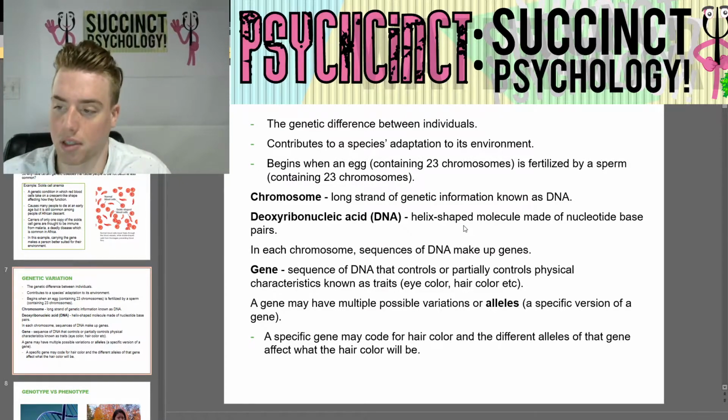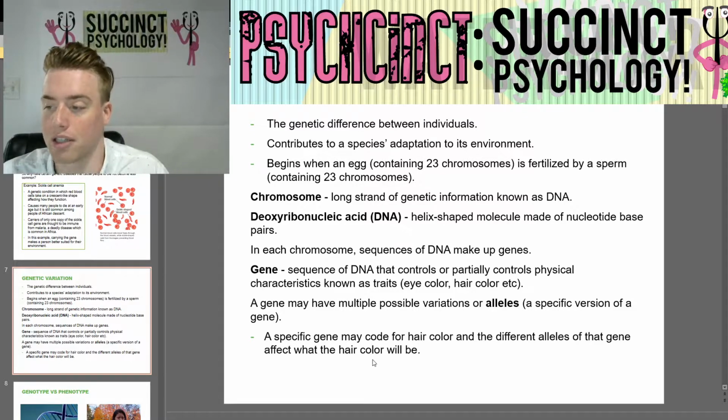In each chromosome, sequences of DNA make up genes. And a gene is a sequence of DNA that controls or partially controls physical characteristics known as traits. That'd be your eye color, your hair color, etc. A gene may have multiple possible variations, or alleles, a specific version of a gene. A specific gene may code for hair color, and the different alleles of that gene affect what the hair color will be.